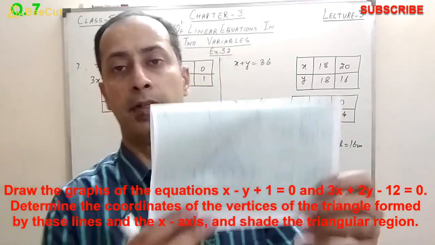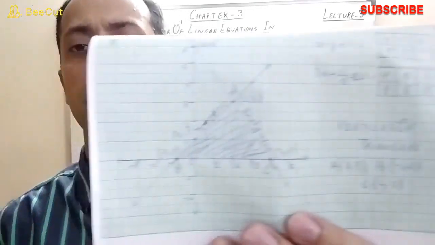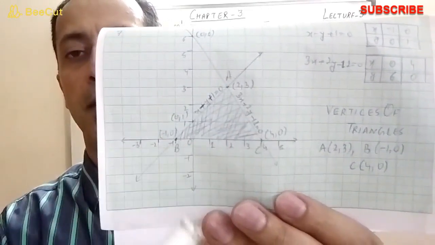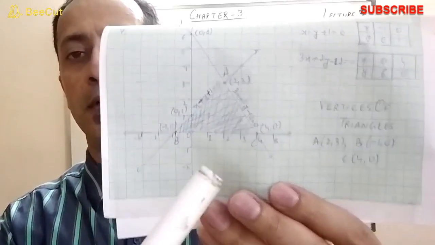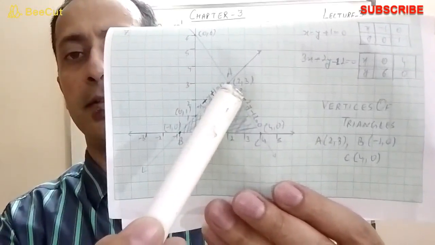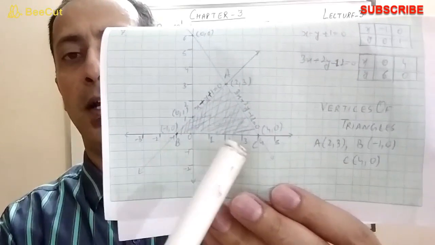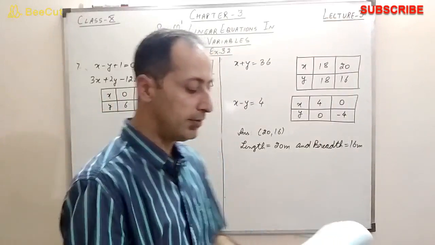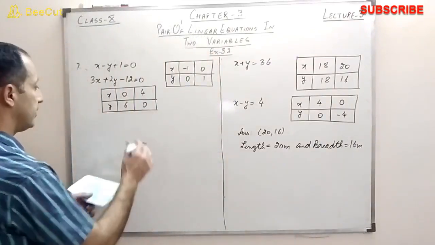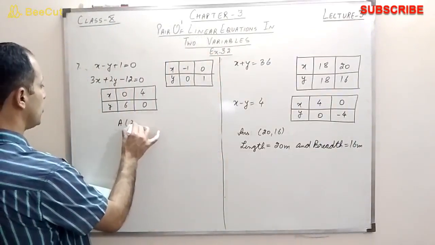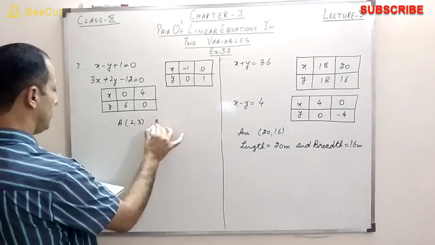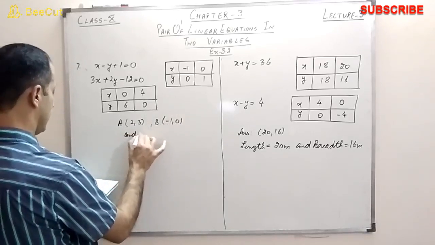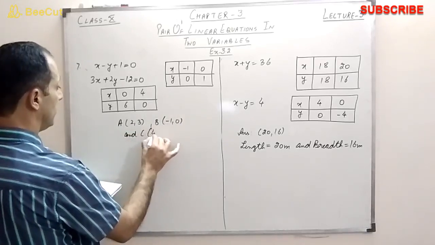So this is the graph, and you can see it. This is the triangular region which is formed here, right? And I have shaded this portion, and you see these are the vertices A, B, and C. The points which we get on the graph are these 3 points: A will be (2, 3), B will be (-1, 0), and C is (4, 0).